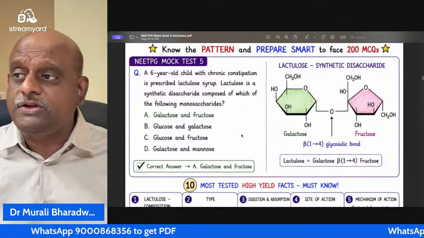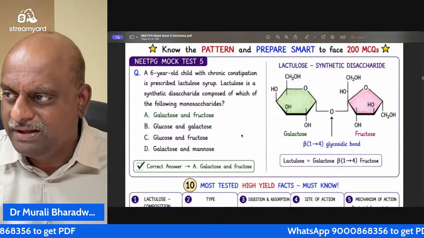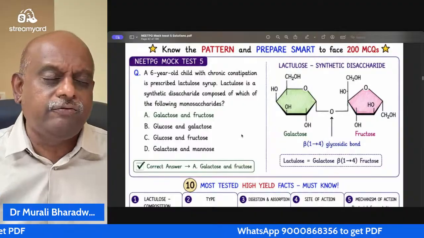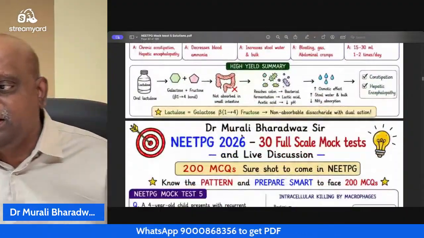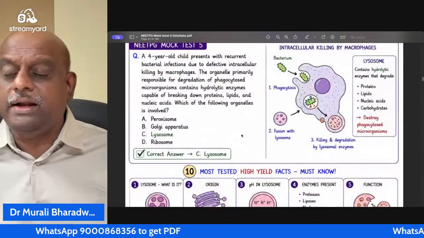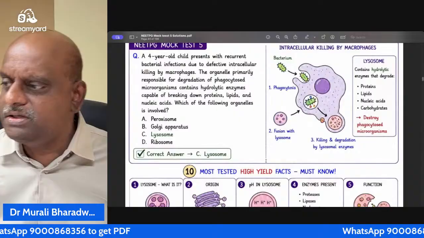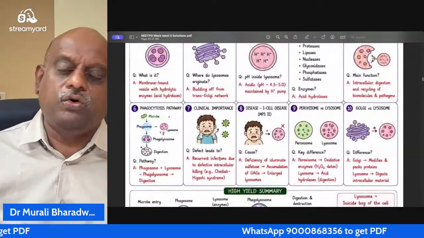A 6-year-old with chronic constipation is prescribed lactulose syrup. What is lactulose? It is a disaccharide of galactose and fructose, is what you need to basically remember. Now, intracellular killing by macrophages is typically done in the lysosome with the lysosomal enzymes, is what you need to remember.